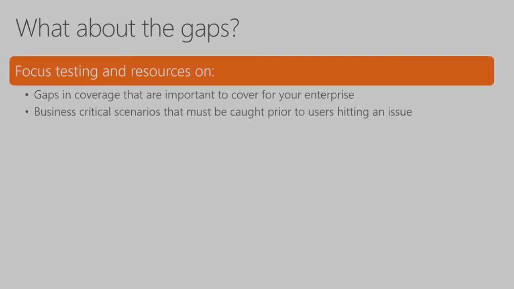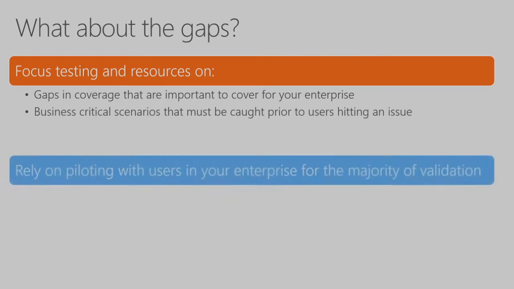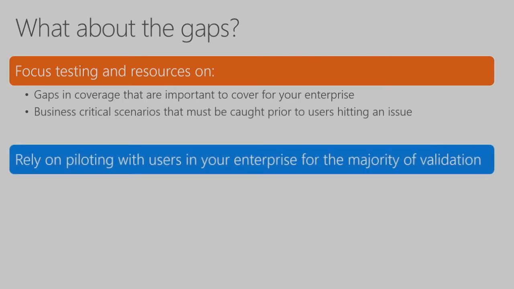So you're thinking, that's great. There's always going to be gaps, right? So what do you do for the gaps that you can't cover this way? Well, just focus the testing and resources on the gaps that you know are important to cover and the mission-critical scenarios that you absolutely can't afford to take an issue with. Once you scope your testing to there, then just rely on the piloting for users in the enterprise for the majority of the validation. Windows is supplying tools that you might have seen in the earlier sessions to see the overall health of the apps in your enterprise. And so you can use that data to inform how this is going, in addition to your own support mechanisms you have within your enterprise.